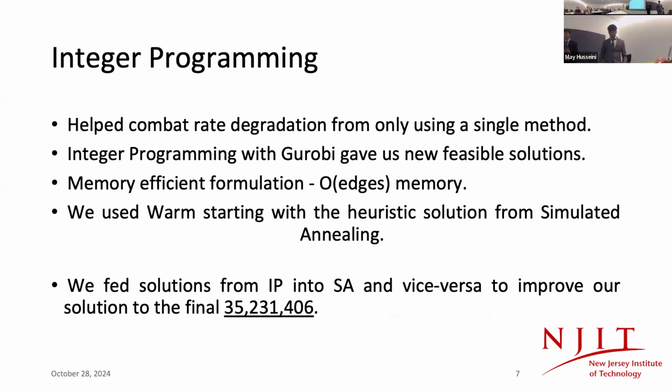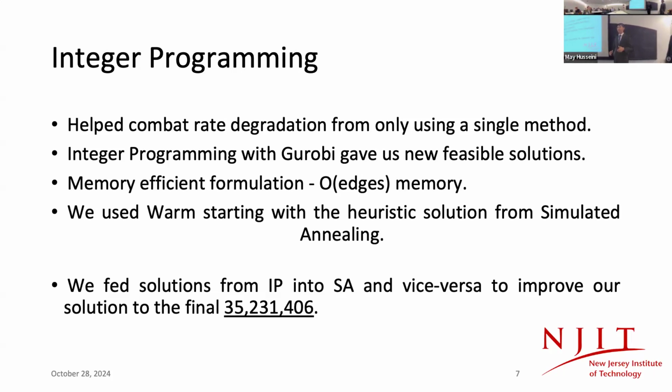But eventually, even this did saturate to some degree. So then we used integer programming. I think most of you are familiar with how it works. We used this, and by doing it through a different method, it helped combat the rate degradation we got with just using simulated annealing and similar methods. By doing this, we were able to get even further deltas.